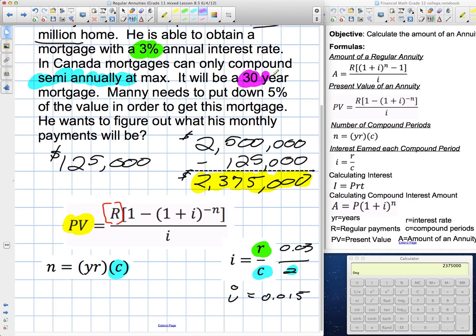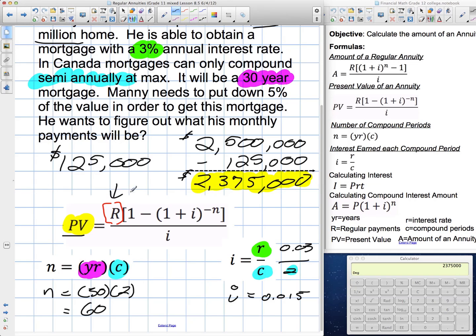30. This is a 30-year mortgage, which makes sense. A lot of mortgages are built to be 30-year mortgages. So, N is going to be equal to 30 times 2. How many times do we get charged interest over the life of this mortgage? 60 times.